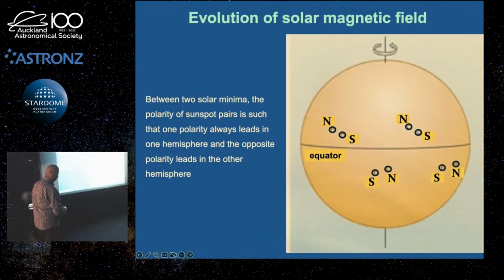And what happens then is, the other little thing to mention is that, as I said, these loops, these sunspots, often occur in pairs.